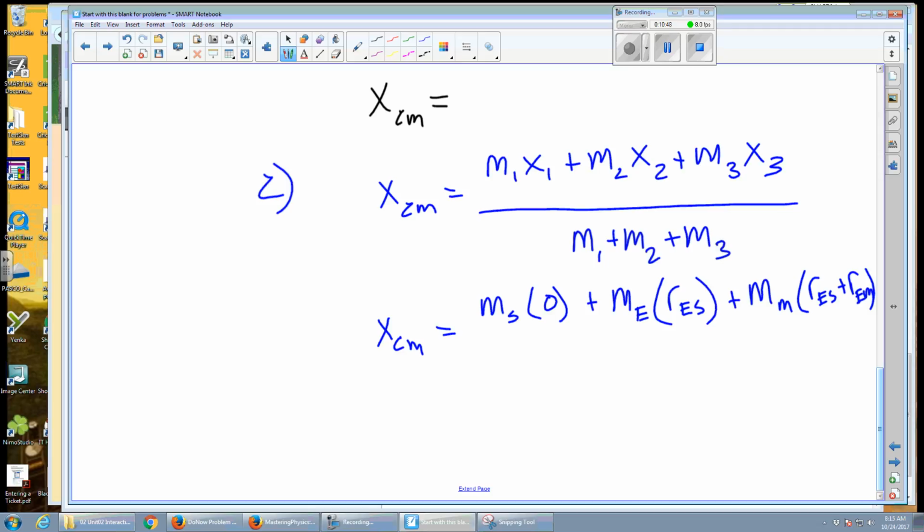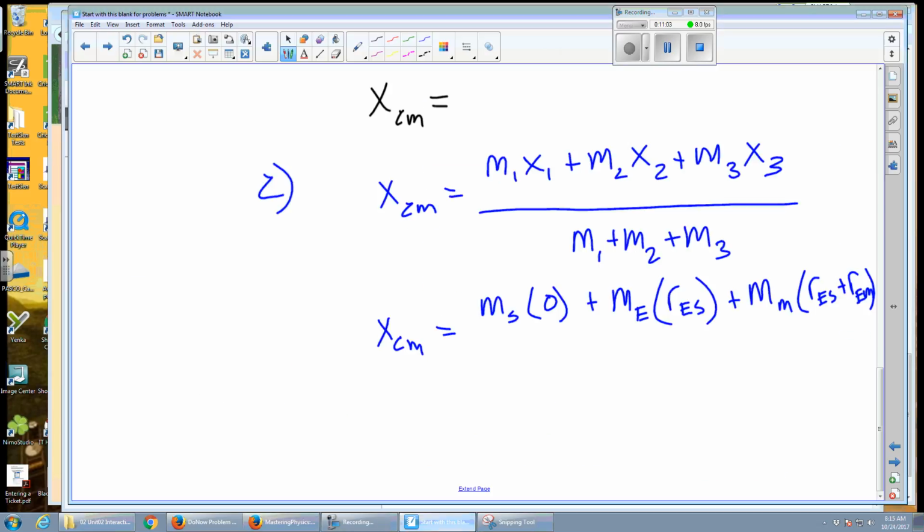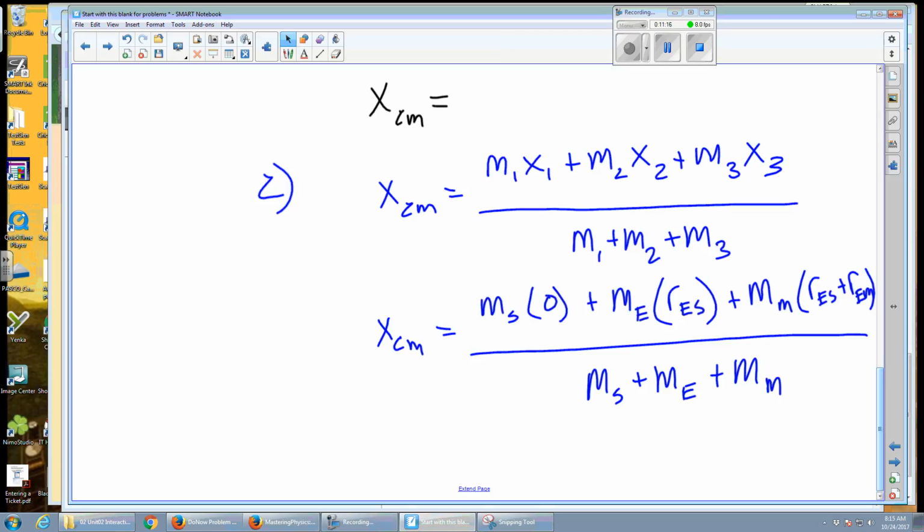If I look back at my diagram, I notice that I've got to go from the Sun to the Earth and then from the Earth to the Moon to get all the way to the Moon. Over mass of the Sun, mass of the Earth, plus mass of the Moon. Again, all values that you have, and I'm pretty confident you guys can plug in and solve.